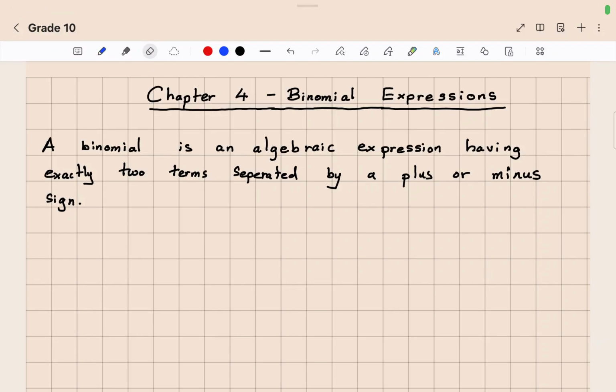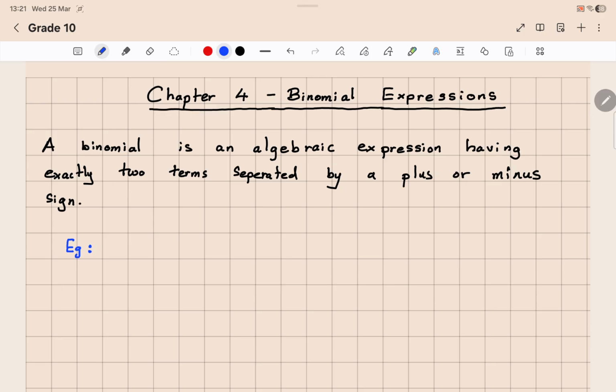Right. Okay. So let's look at chapter 4, binomial expressions of grade 10 mathematics. So first let's look at what is a binomial expression. A binomial is an algebraic expression having exactly two terms separated by a plus or minus sign.